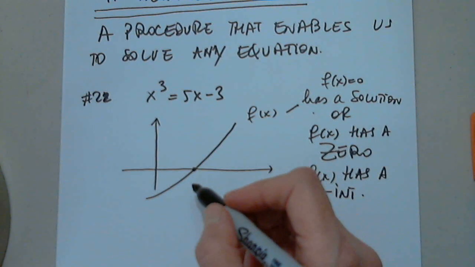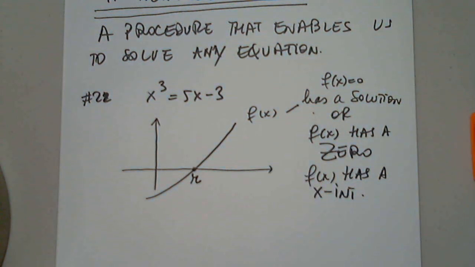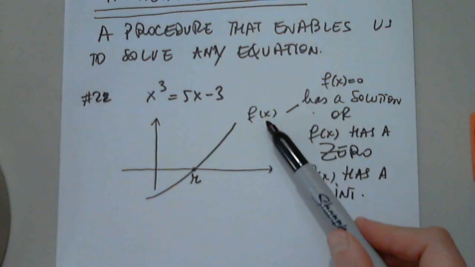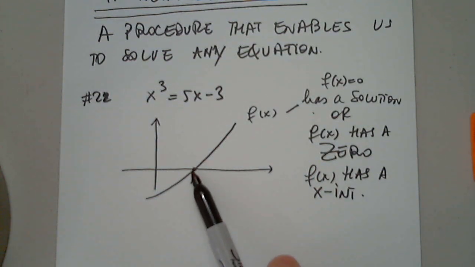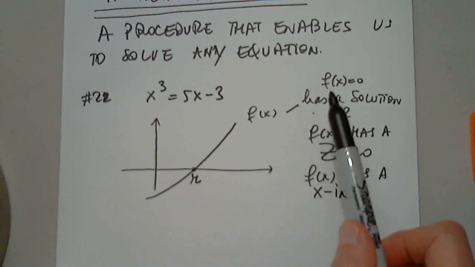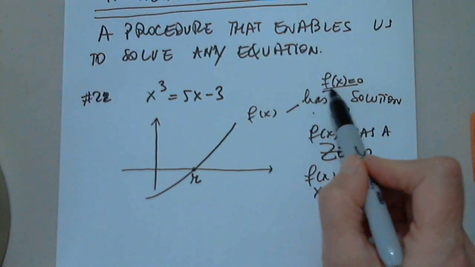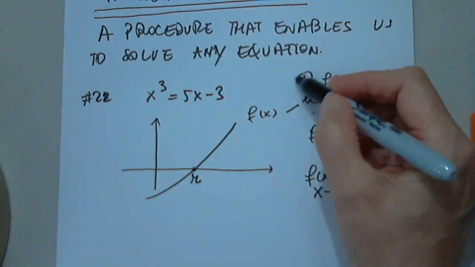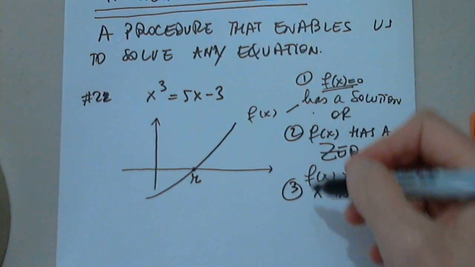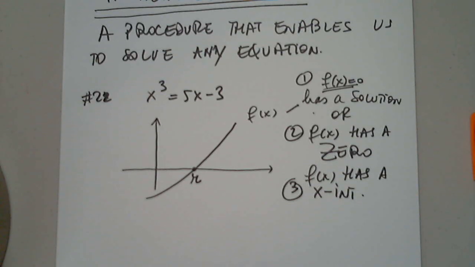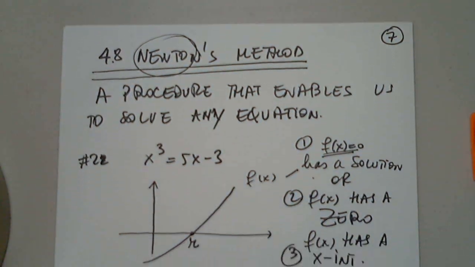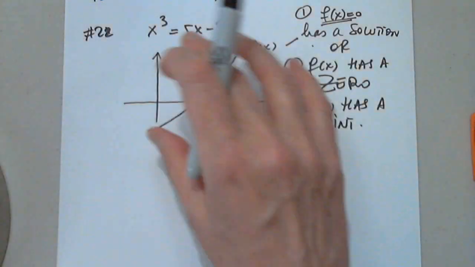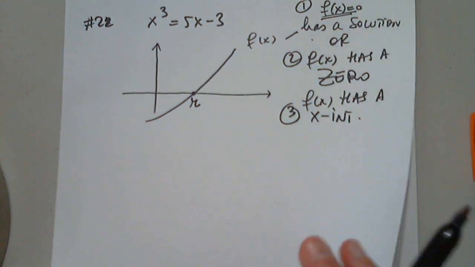They all mean the same thing. If I say that the solution, let's call it root r, if I say the function has an x-intercept, or has a 0, in other words, f of x is 0 when x is r, or this equation has a solution, they all mean the same thing. And here's what Newton did. I'm going to graph this again and zoom in even more.